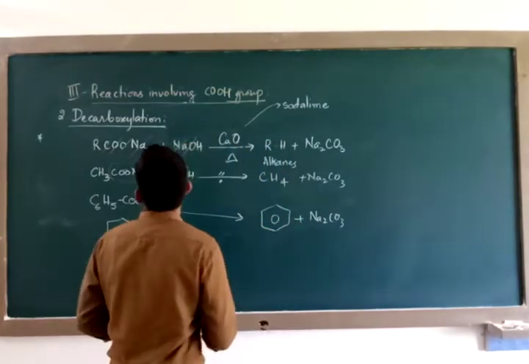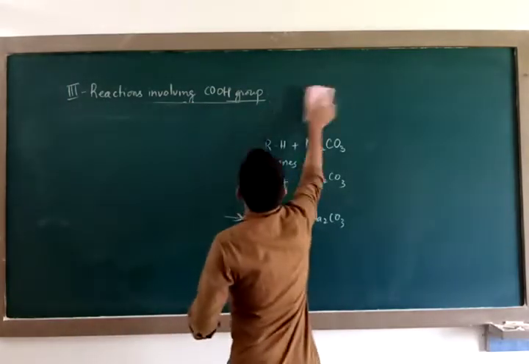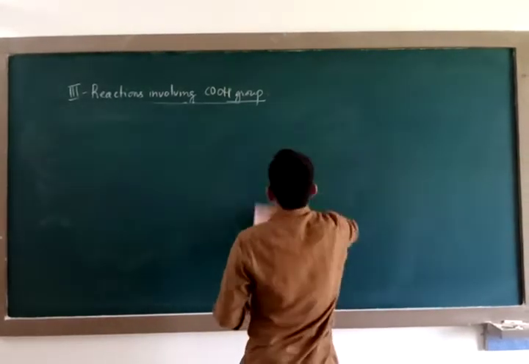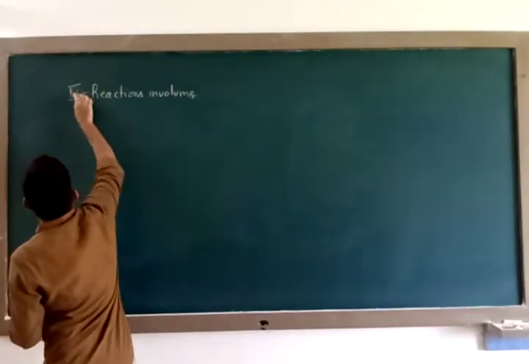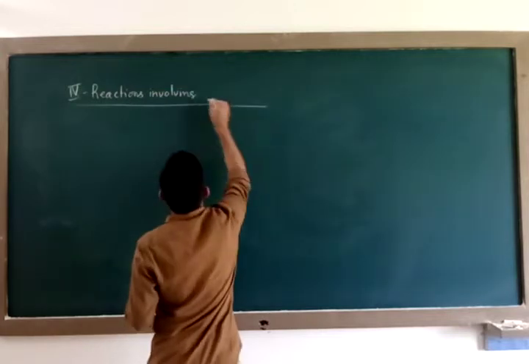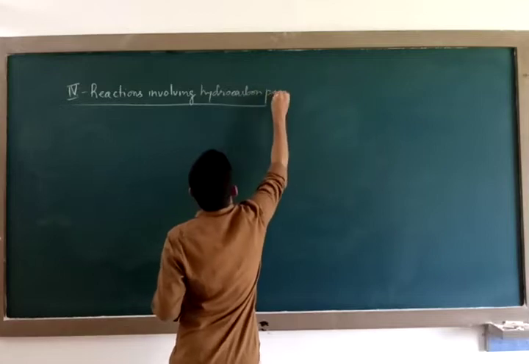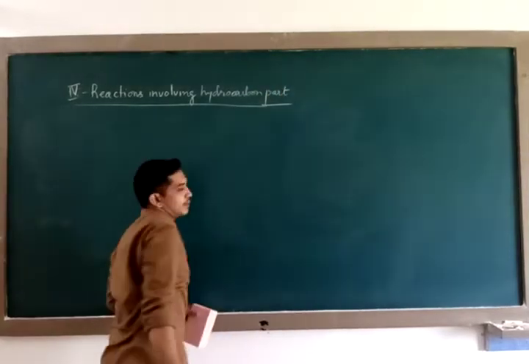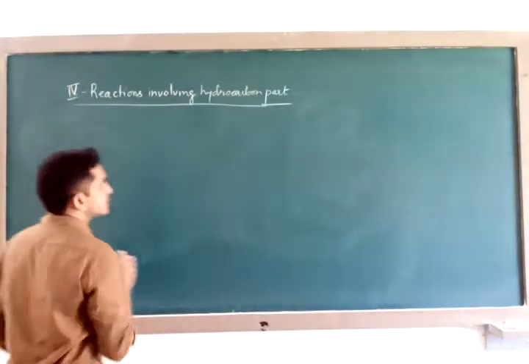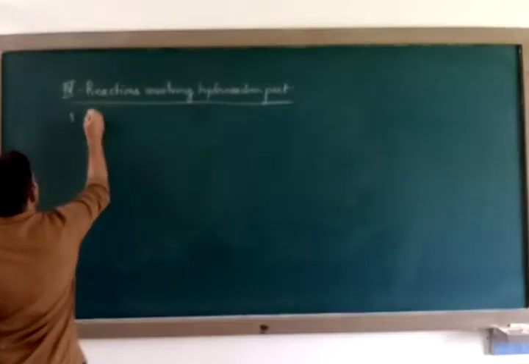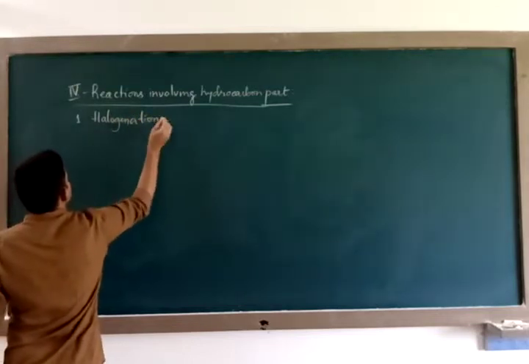Okay. If this is done, there are only two properties or two reactions under the heading reactions involving carboxyl group. Then we have the fourth heading, reactions involving hydrocarbon part. Under this you have one reaction, that is halogenation.